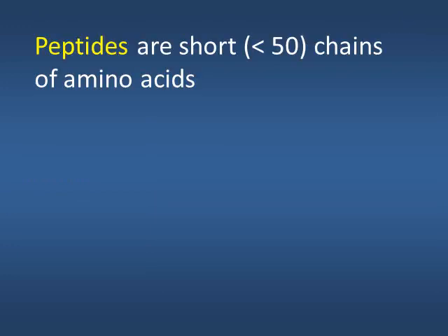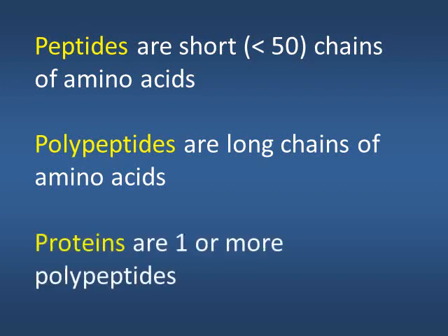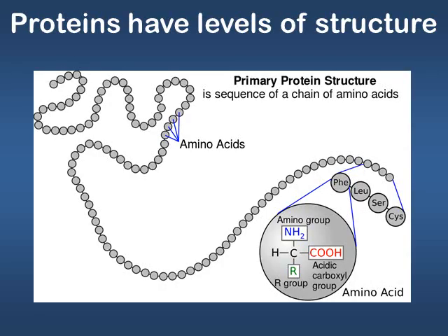So the terminology, just to get it straight here: peptides are what we call short chains of amino acids, and it's an arbitrary number, but typically less than 50. Polypeptides, then, are long chains of amino acids, typically over 50. Proteins are either one or more polypeptides joined together. Proteins have 4 levels of structure that are very important to their proper function.